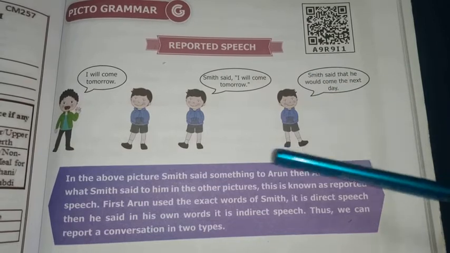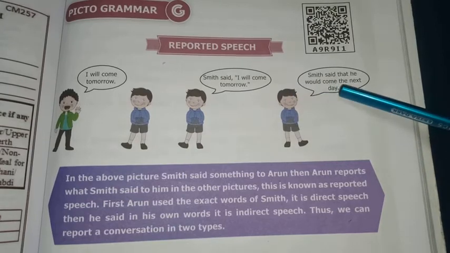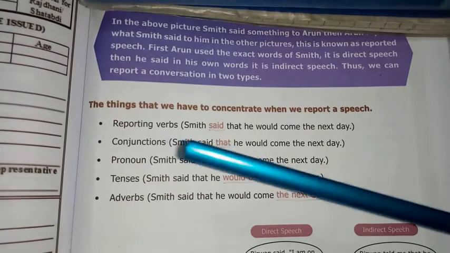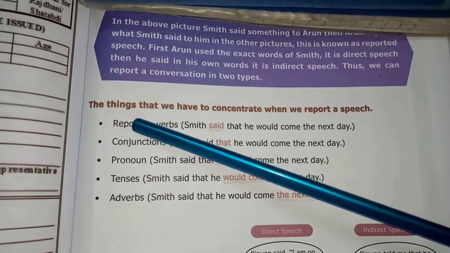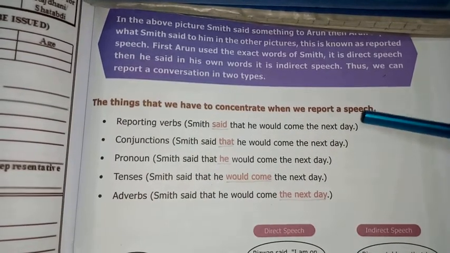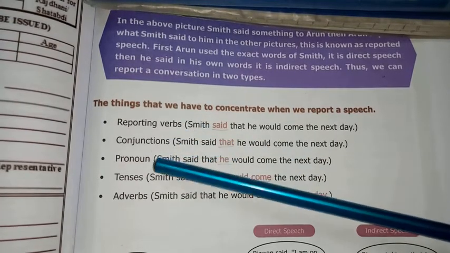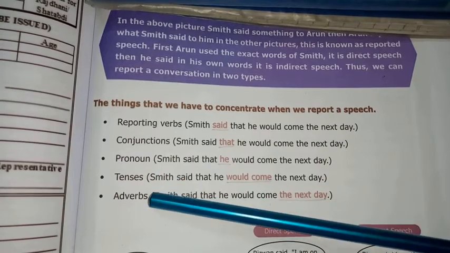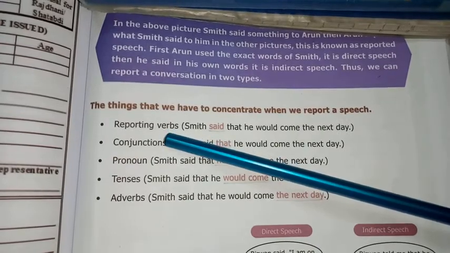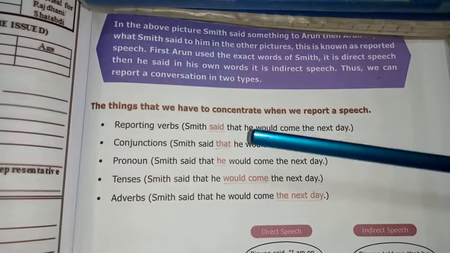Thus, we can report a conversation in two types, that is direct speech and indirect speech. Now, let us see what are the things that we have to concentrate on when we report a speech. They are reporting verbs, conjunctions, pronoun, tenses, and adverbs. Yes, let us see it one by one. Reporting verbs. Here an example is given for each thing.